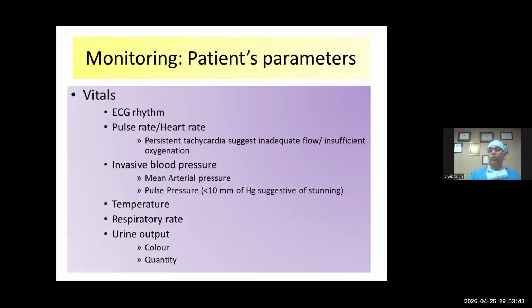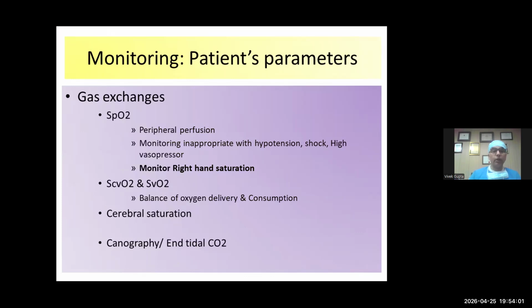Look at the urine output. This is a very good clinical parameter and guide for adequate perfusion. If the quantity of urine is adequate, that means your perfusion is fine. The color of the urine tells you whether there is hemolysis. If there is any hemolysis, you will start seeing a pink color in the urine. Then you look at the gas exchange. You look at the peripheral perfusion, you look at the SpO2.